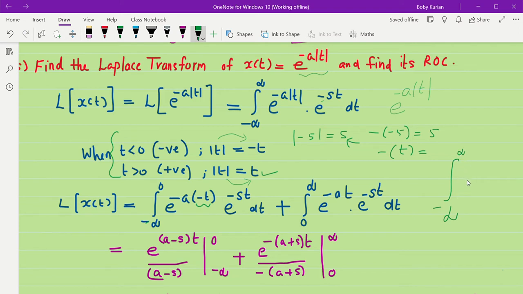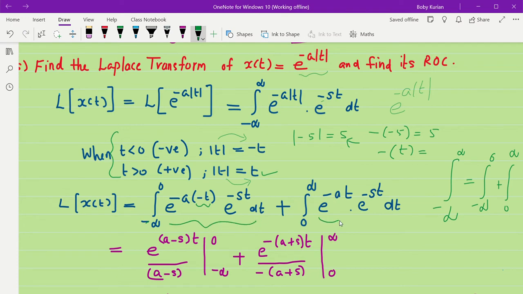So we can split this into two sections: minus infinity to 0, plus integral 0 to plus infinity. Minus infinity to 0 is the negative values of t, and 0 to infinity is the positive values of t. In this way we can split and write the function.